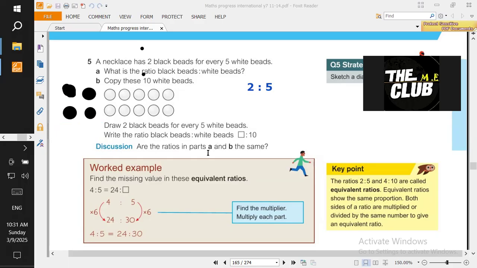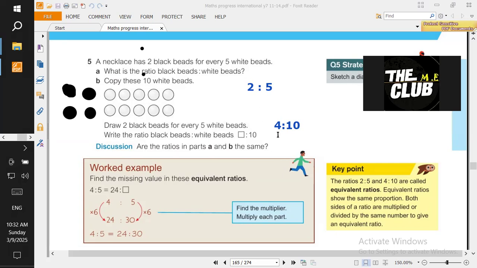So now let's write the ratio of black to white. Black is 4, and white is 10. So 4 to 10, like this. Okay. So 4 to 10, 4 black, 10 white. Now the question is, are the ratios in parts A and B the same? This and this. Are they the same?